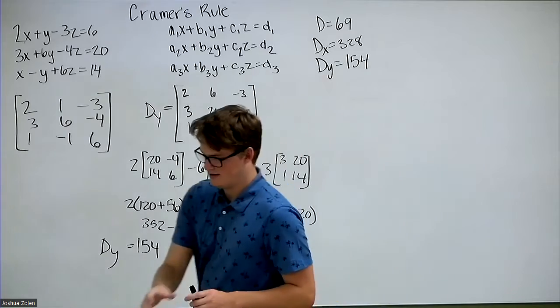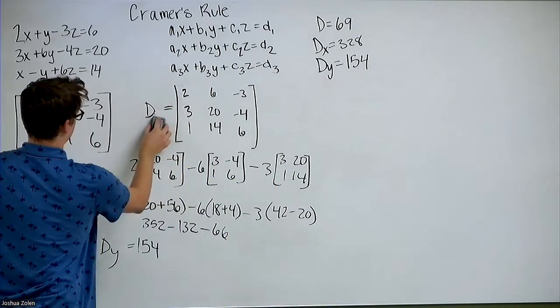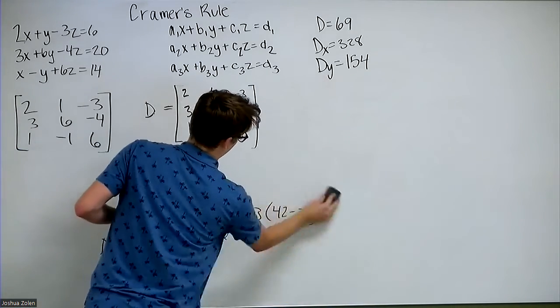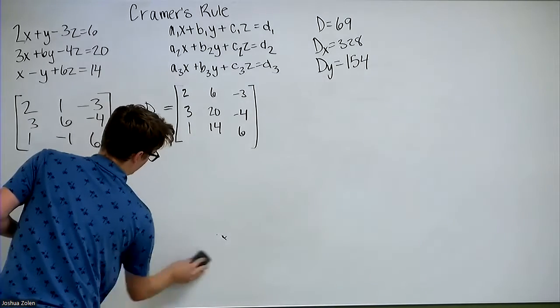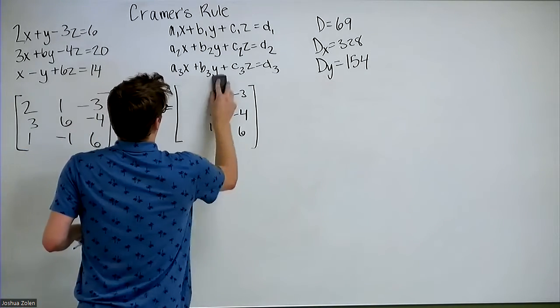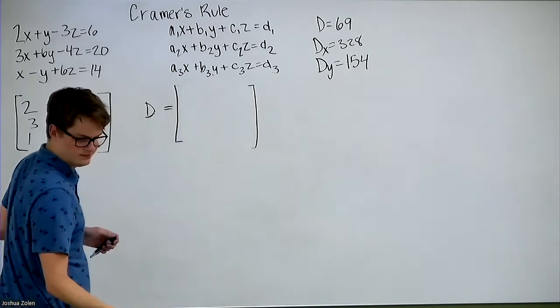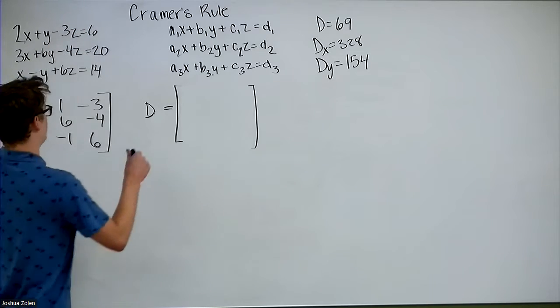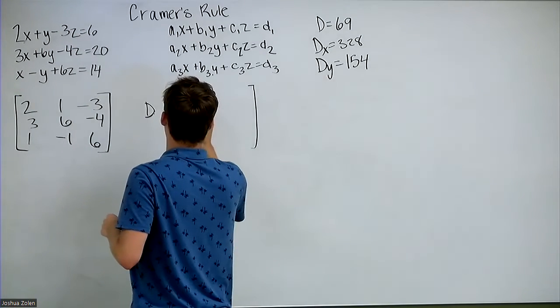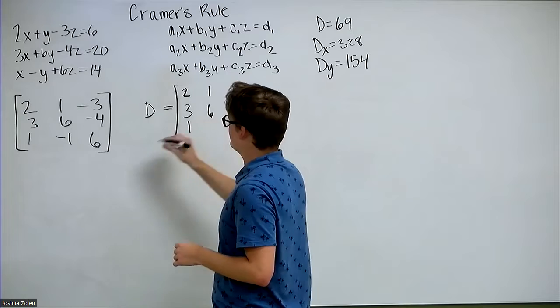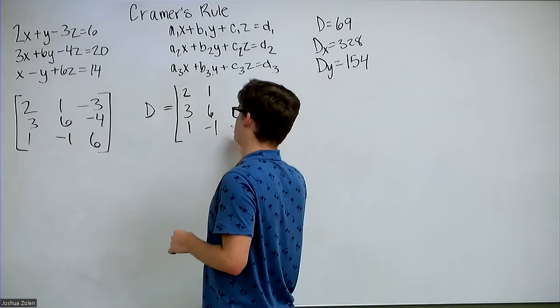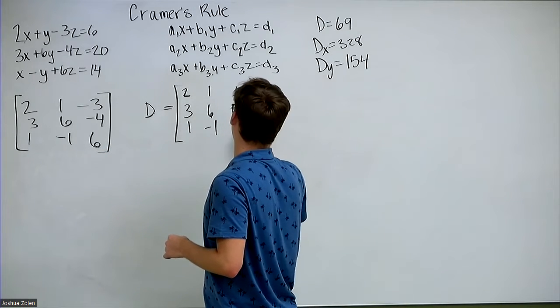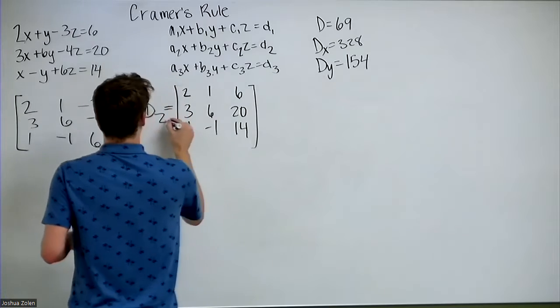Okay, and now we will finally do the determinant of z. So just like we did for the determinant of x and the determinant of y, we're going to switch out the third column now, and we're going to replace it with these 3 numbers right here. And that also means that the first 2 columns are now going to stay the same as the original matrix.